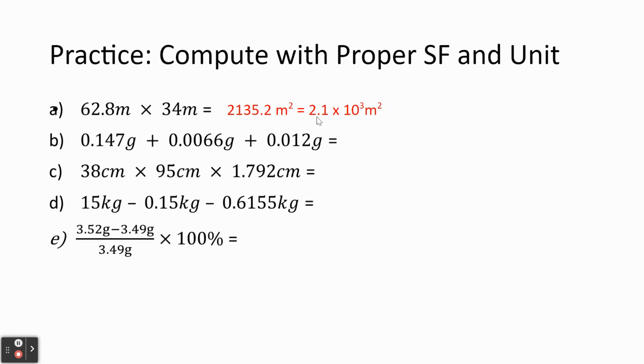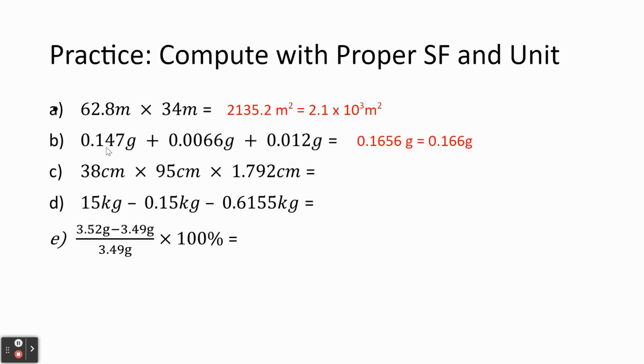You could write the answer as 2,100, but it's better to write it in scientific notation. So 2.1 times 10 to the third meters squared. Now, this is an adding problem, so we would want to look at the number of decimal places to figure out where we're going to round.